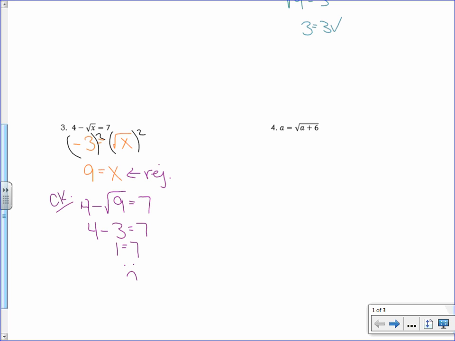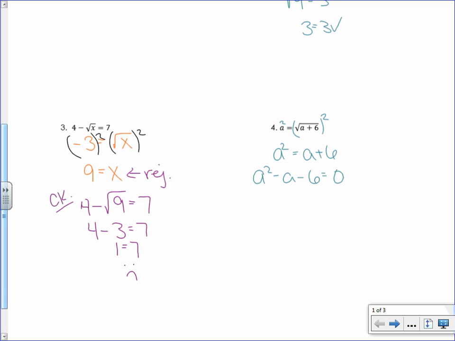Alright, now number 4. Again, it is already good because the radical is by itself. So let's go ahead and square both sides. On the left, this a squared is just a squared. And then this is equal to a plus 6. Well, here we have a quadratic. We always like to solve quadratics by getting them set equal to 0.